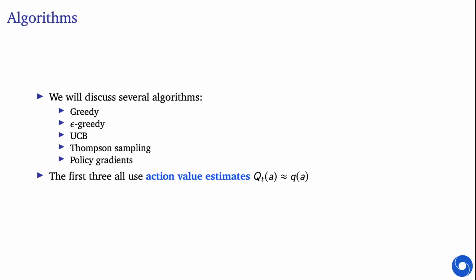The first three of these approaches use action value estimates. So we are going to keep track of some big Q_t. I use big Q there because it's a random quantity, because it depends on your past observations. And this big Q_t(a) at some time step t is supposed to approximate the actual true value of that action a. So little q(a) here is the true expected reward given a, and big Q is an approximation thereof.